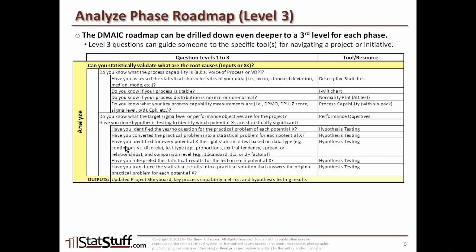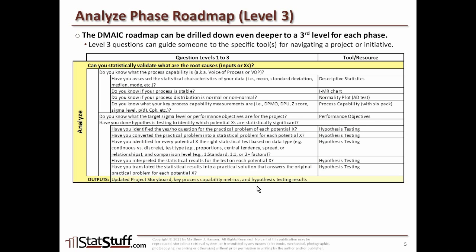And once you've been able to do that for all of your x's that you're evaluating, then you should have as an output for this whole analyze phase, a project storyboard that you've updated with the key information from your findings, as well as your key process capability metrics that you first identified up here at the top. And then also now you should have all the results from all the hypothesis testing that was done on all the x's with the y that you're looking at.